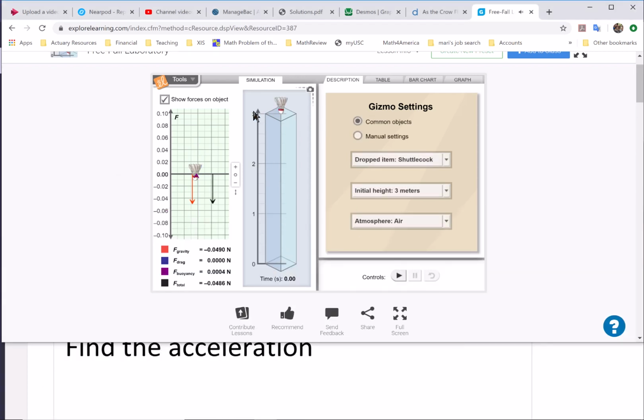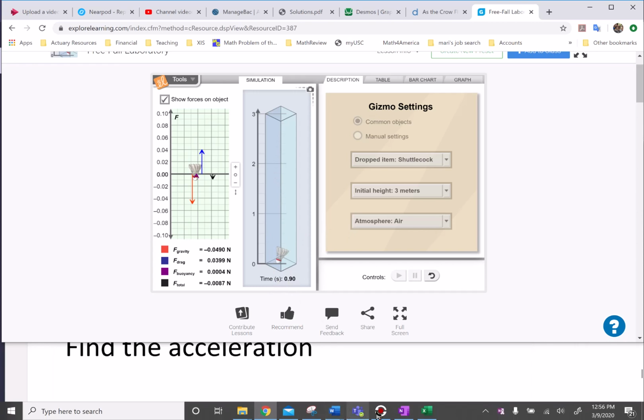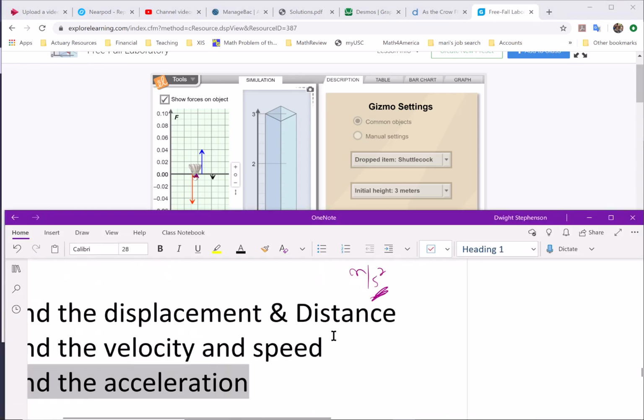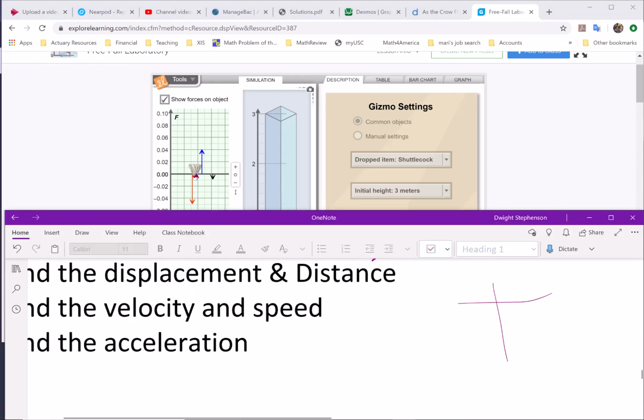We're doing a shuttlecock. We're dropping it from 3 meters, and we're dropping it in air. Let's go ahead and do it, and you can see that the time it took for it to go from 3 meters to the ground is 0.9 seconds, right? So we're going to log some data here. Let's start with time and height, right? Height is a function of time. If you want to get into physics and math, they're basically the same thing. Just physics is like applied math, right?